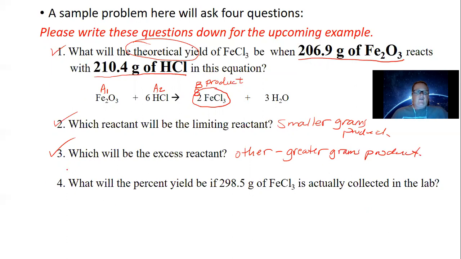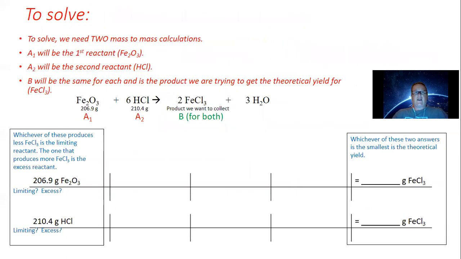Since you're not carrying this reaction out in the lab, you'll be given an actual yield, and we'll have to calculate a percent yield. This next slide is just for you to look at and visualize what the problem is going to look like. To solve, we need 2 mass-to-mass calculations. The first is from your first reactant, and the second is for your second reactant. We want to figure out how much product we're going to make.